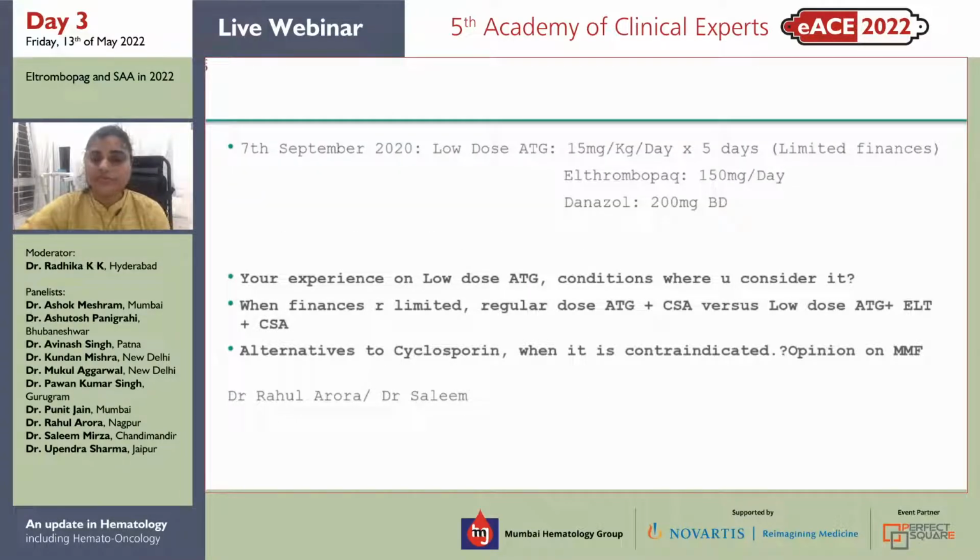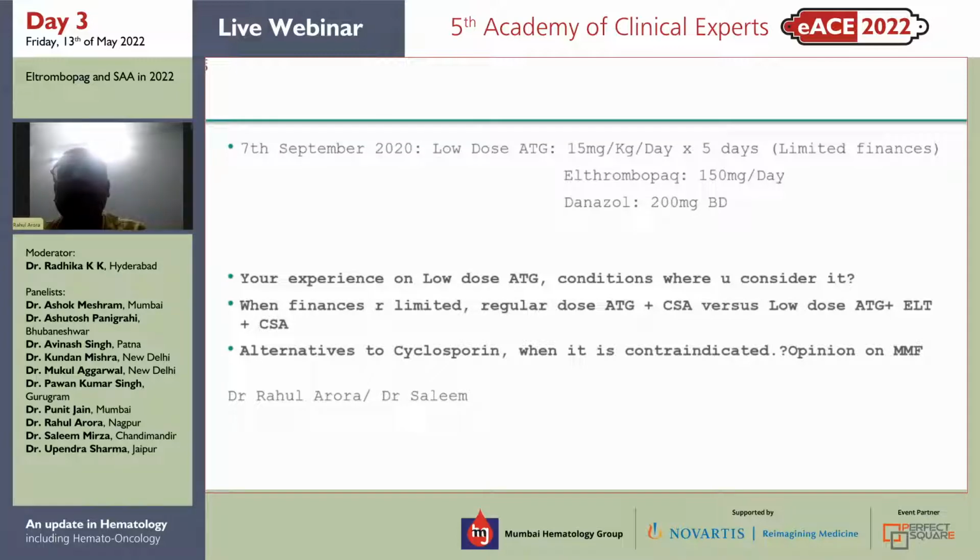So we considered him for eltrombopag, danazol, and ATG. In view of limited finances, we had to go for a low-dose ATG here, 15 mg per kg per day for 5 days. Dr. Rahul Arora and Dr. Salim, I would like to check with you your experience on low-dose ATG, conditions where you consider it. So have you ever considered a low-dose ATG in your practice?